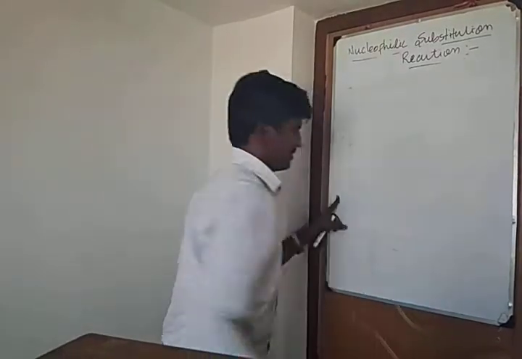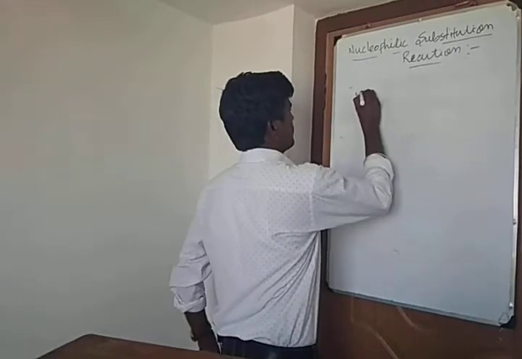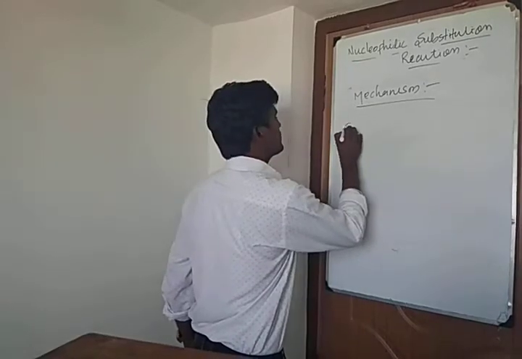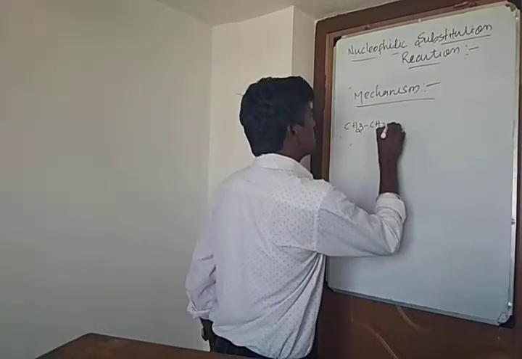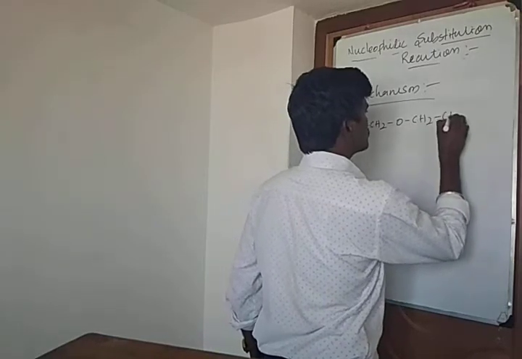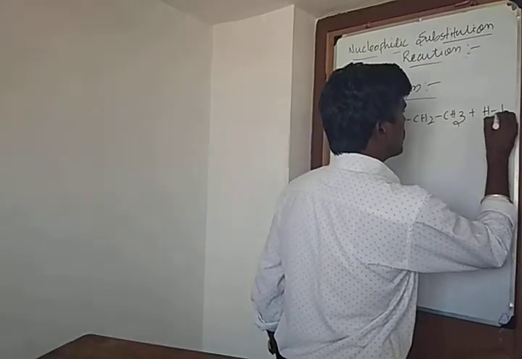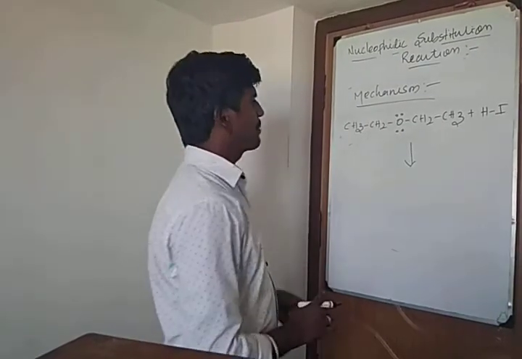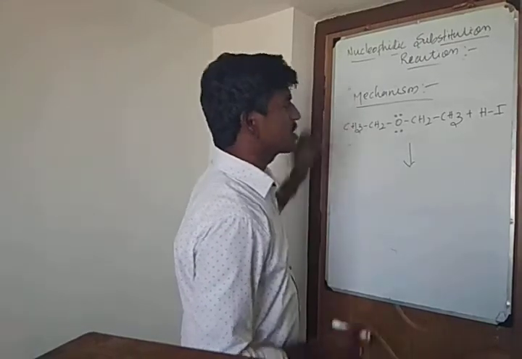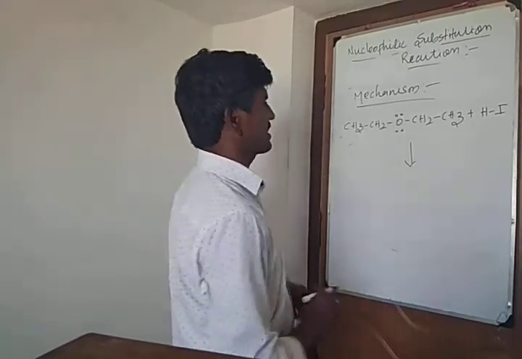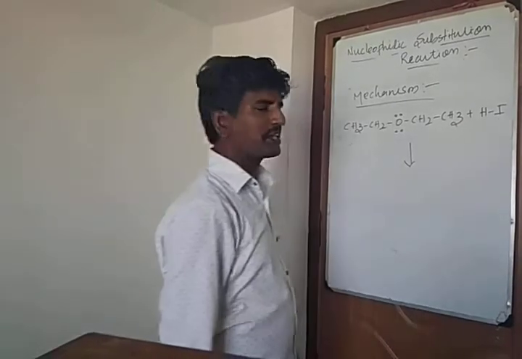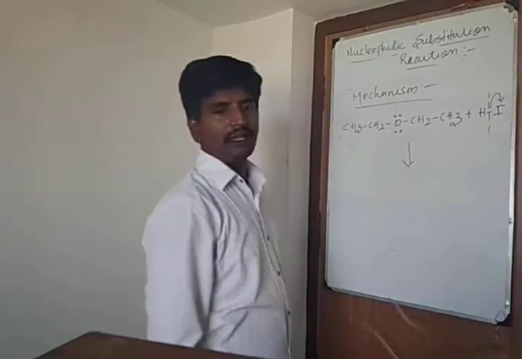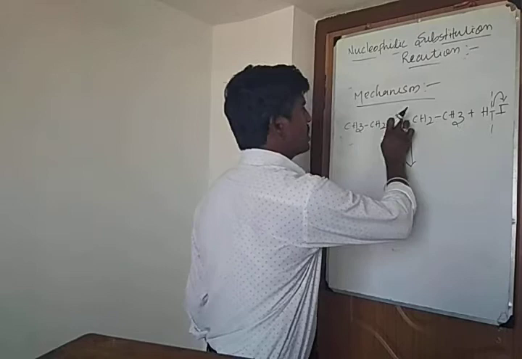Mechanism. Simple ether CH3, CH2. Here oxygen has 2 lone pairs of electrons. Step 1, protonation process. Protonation means what? Addition of H plus ion. Compare hydrogen and iodine. Which one is more electronegative? Iodine. So iodine takes 1 pair of electrons. Here the bond breaks. What's the charge of H? Plus. Here a lone pair of electrons.